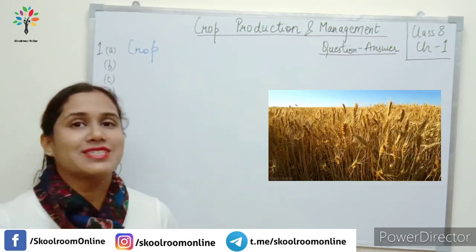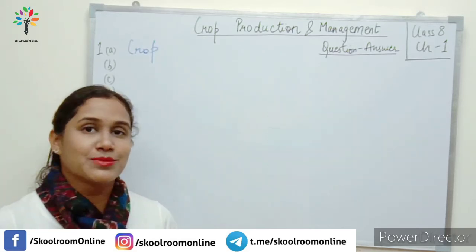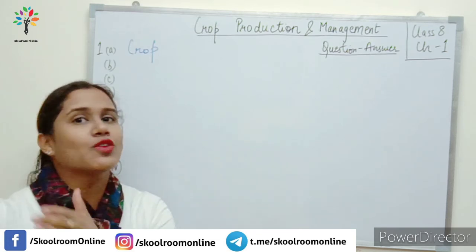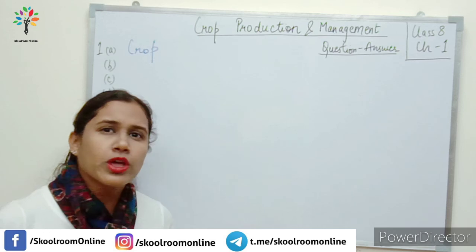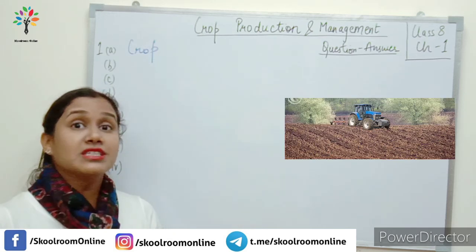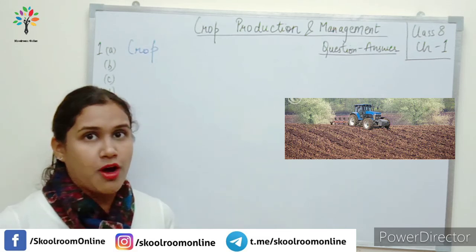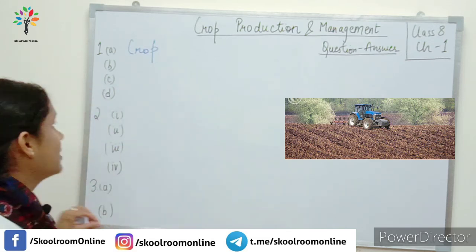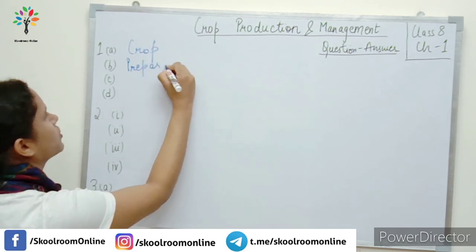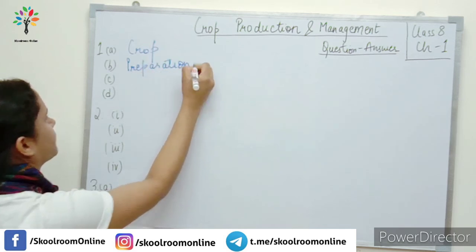Let's move on to the second fill in the blank, which says the first step before growing the crop is dash of the soil. Before growing a crop, what must we do? We must prepare the soil for the crop. So the right answer is preparation. The first step is preparation of soil.